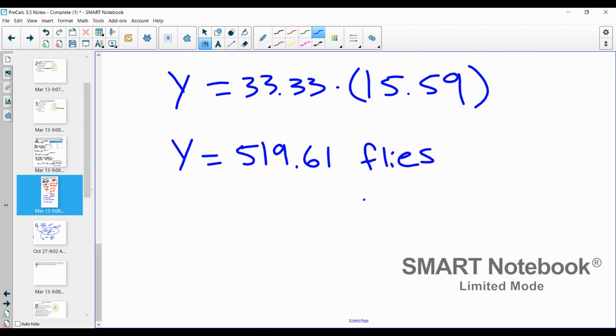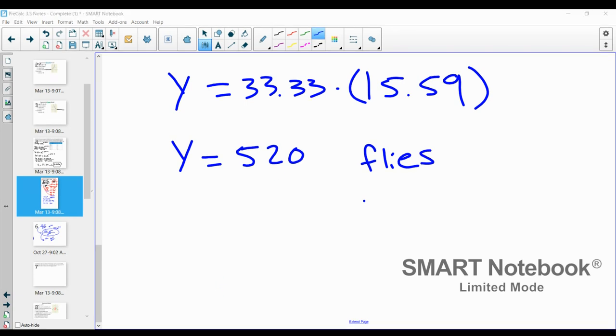I did. 519.61 flies. I should really round it up to 520 flies because you can't have 0.61 flies. So we'll round it up to 520 flies after 5 days.